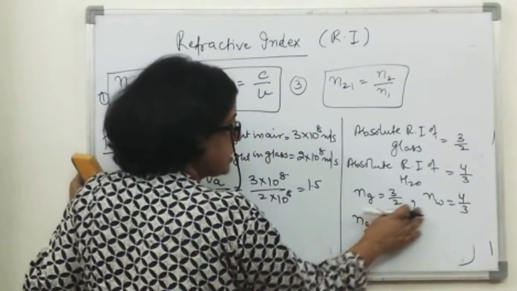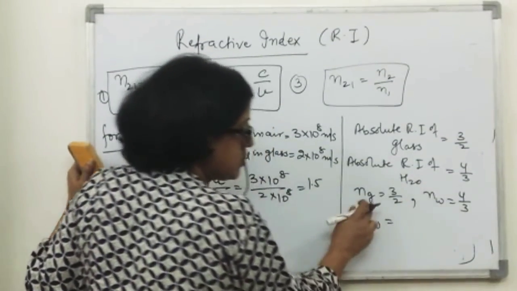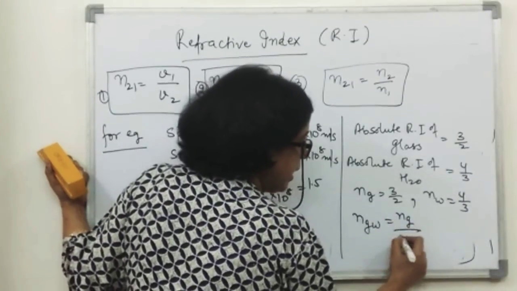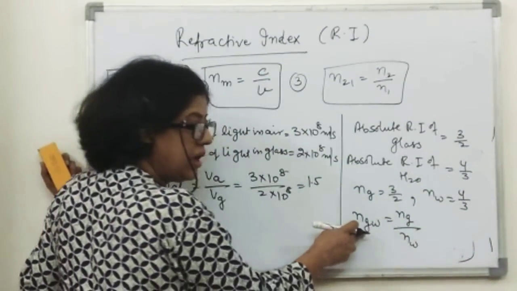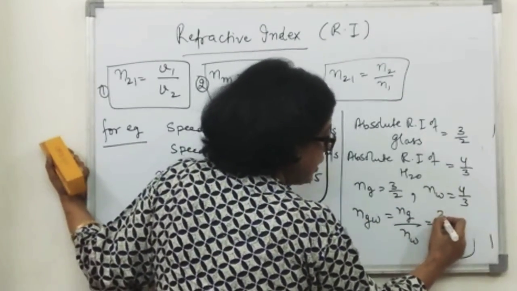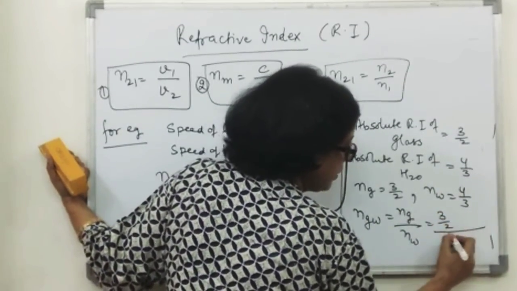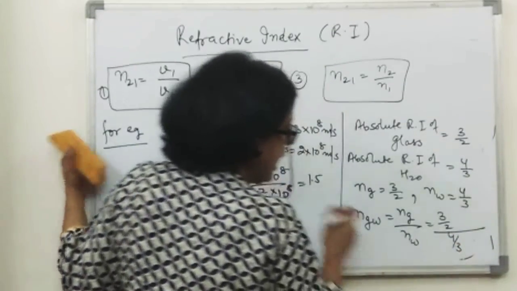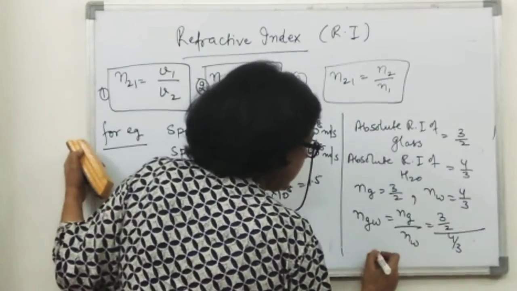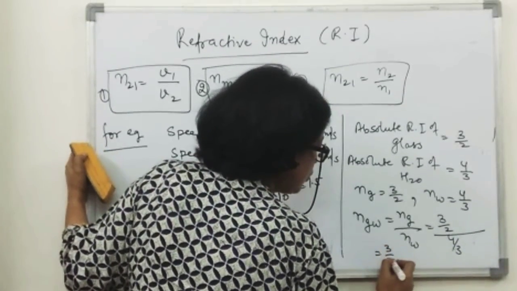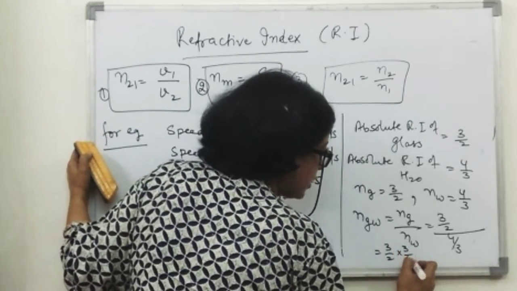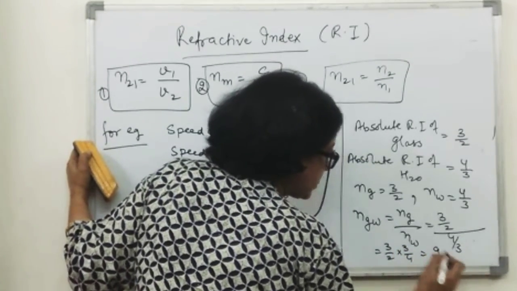So what I will do is write this in terms of the refractive indices given to me. It will be Ng by Nw, refractive index of glass in the numerator and water in the denominator. That will be 3 by 2 divided by 4 by 3, and you can then find the answer. It will come out to be 3 by 2 into, we'll take the reciprocal, 3 by 4, that is 9 by 8.